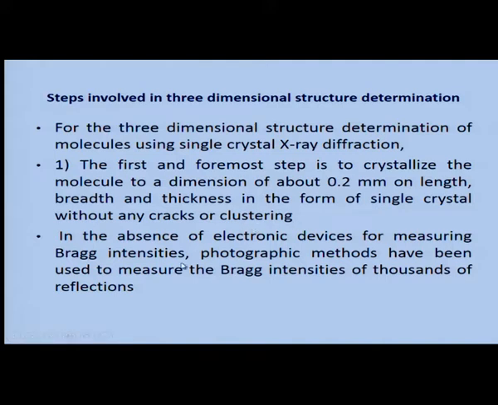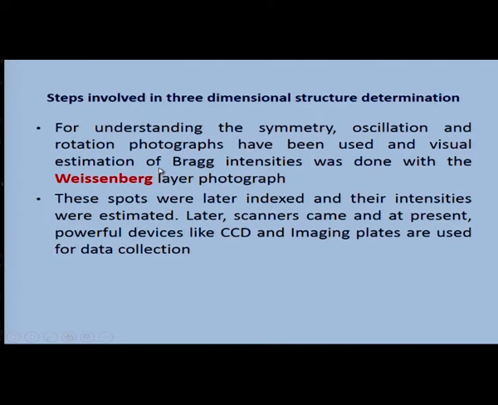Then in the absence of electronic devices, those days they passed X-rays and they kept photographic film and they collected different layers, and it is complicated machinery because they do not have any device to measure the intensities, and these cameras are known as Weissenberg cameras, photographic cameras. Oscillation photographs were used to detect the symmetry, and Weissenberg layer photographs have been used to collect various Bragg reflections.